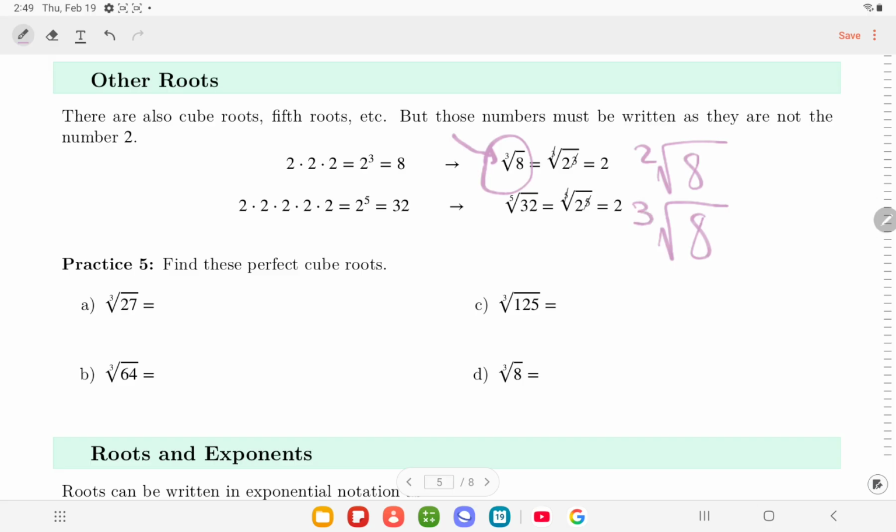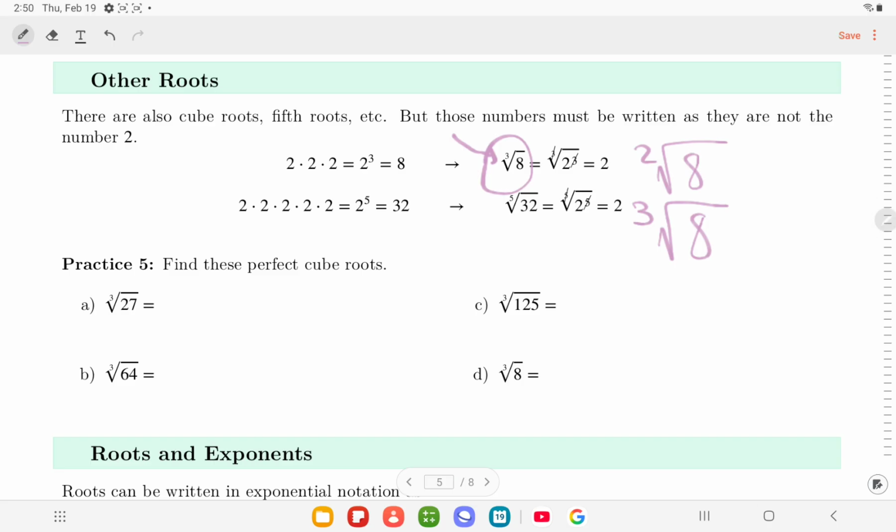Now, when we solved a square root, we looked at the number inside of the root and found the number squared that gives us that number that is inside the root. And it's the same idea for a cube root, but now we are looking for the number cubed that gives us the number inside of the root. And if it was a fifth root, we'd be looking at the number to the power of 5 that gives us that number inside of the root.